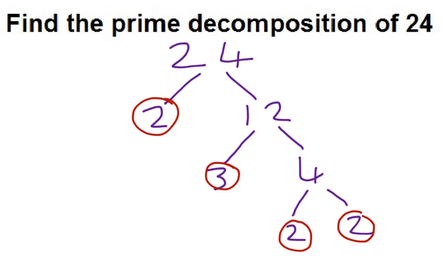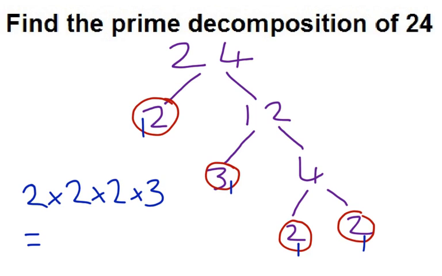Now from there, our prime decomposition of 24 is 2 times 2 times 2 times 3. Yep, we've got three 2's and one 3. Or a nicer way of writing that is 2 to the power of 3 times 3. So 2 cubed times 3 is the prime decomposition of 24.